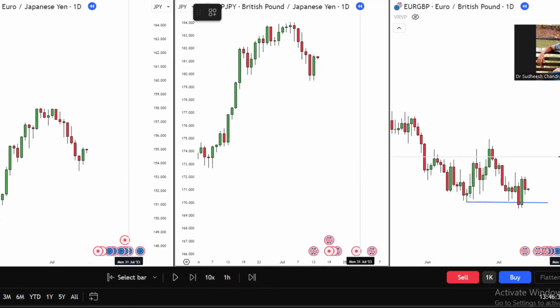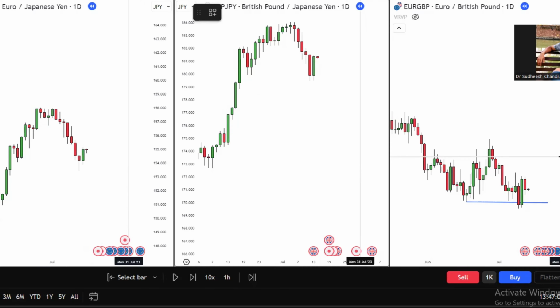In a broader way, price comes to an internal range liquidity. The price came to a fair value gap in a broader sense. Is that correct? But you told us that's an external range liquidity.